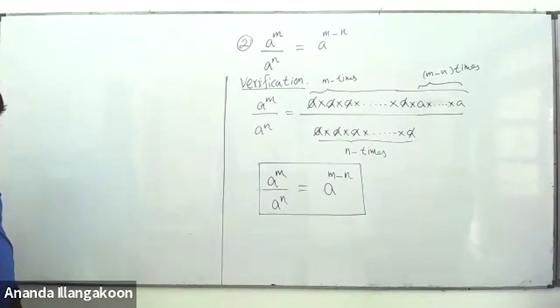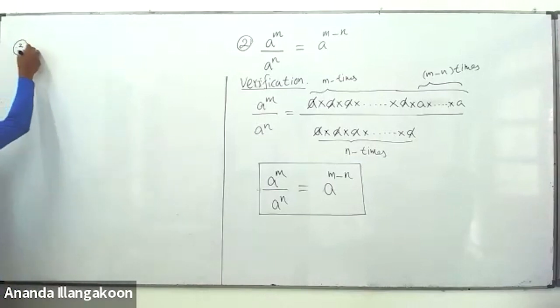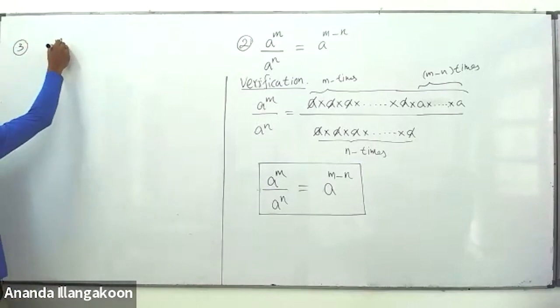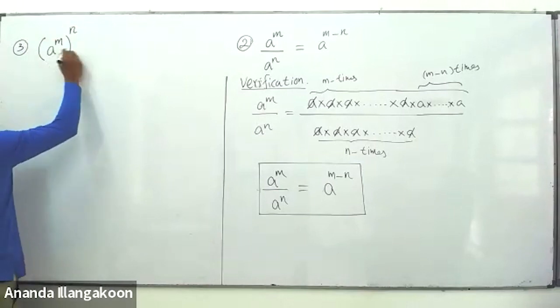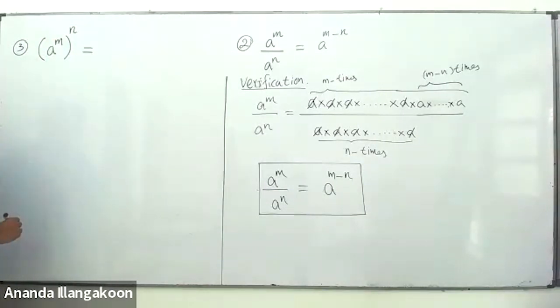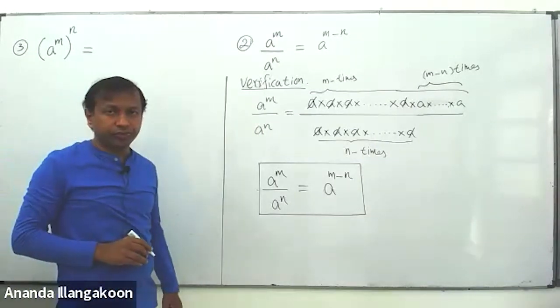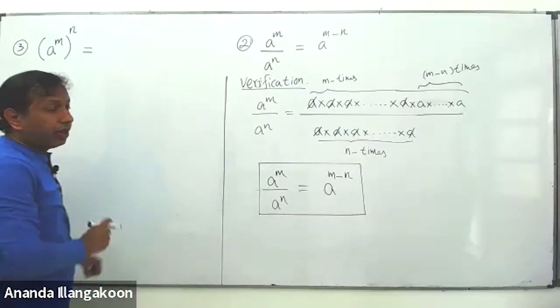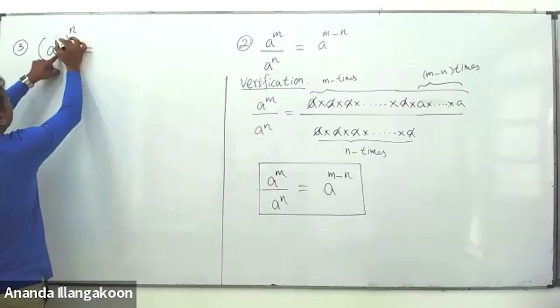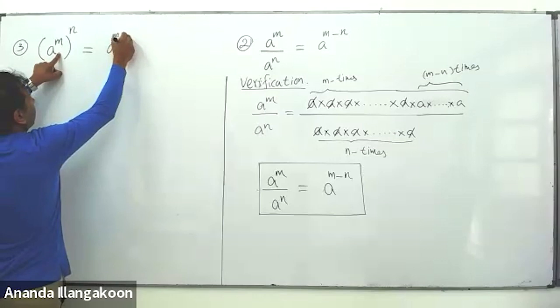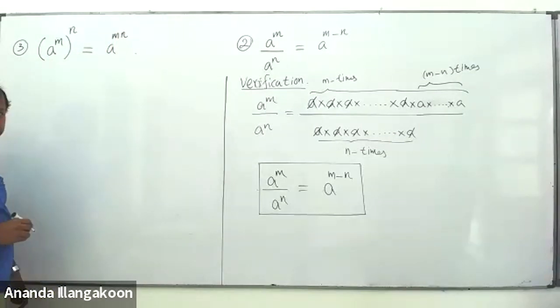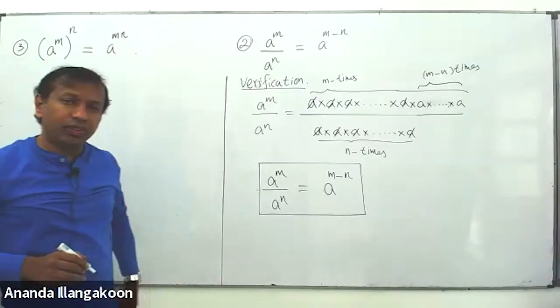Number 3, suppose here, third law, you know this too. We have a to the power m, whole thing to the power n here. You know how to simplify this? How to take the answer, people? We multiply this inner power with the outer power to get the answer. A to the power mn like this. Right, this also we can very easily verify.